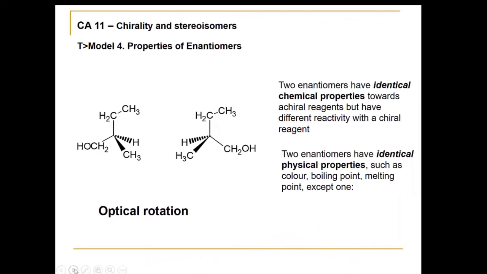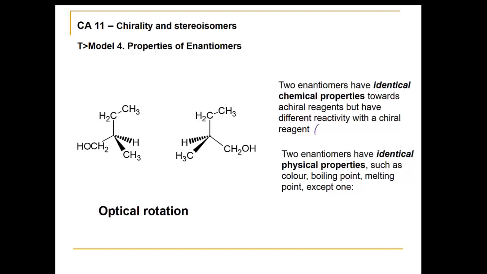In this next part of the activity, we're going to see about a property that enantiomers have that allows us to distinguish them. As you can imagine, most things are pretty much identical for a pair of enantiomers. As I mentioned here, two enantiomers have identical chemical properties towards achiral reagents. That is how they might react with sulfuric acid, how they behave in water. However, of course, they're going to have different reactivity with chiral reagents.